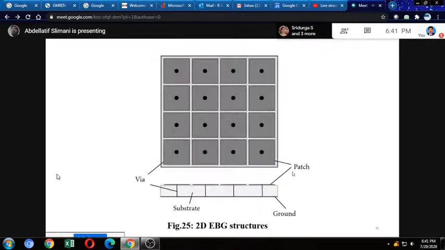The second case is two-dimensional EBG structures. In this structure we have the ground plane at the bottom of our array antenna, and we have a via connected between the ground plane and the radiating element on the top. So we can consider this method like a mushroom. We have a via between the radiating elements and the ground plane. This is the second case of EBG structures.